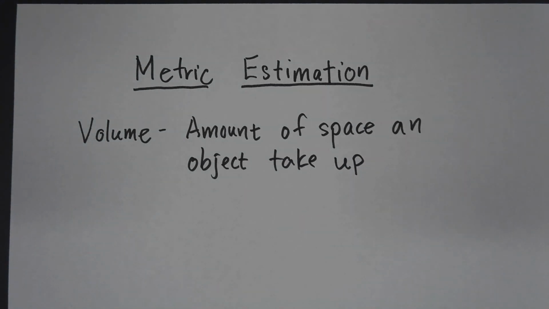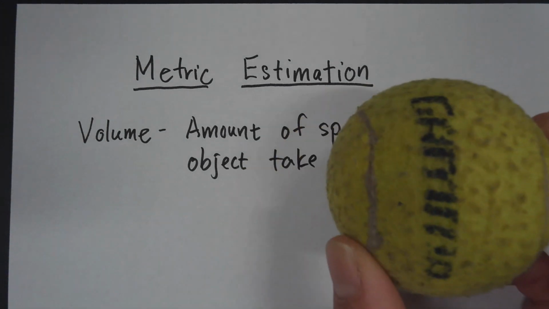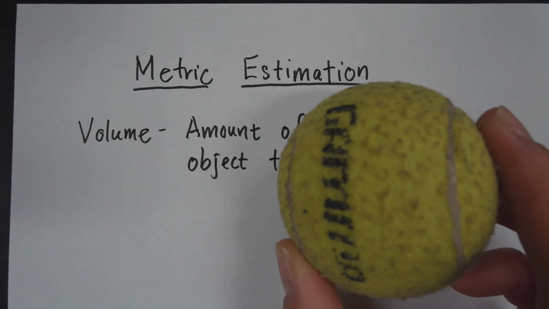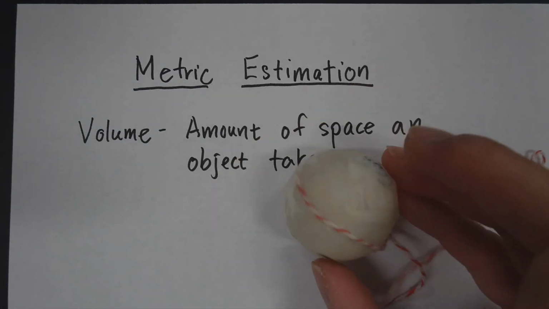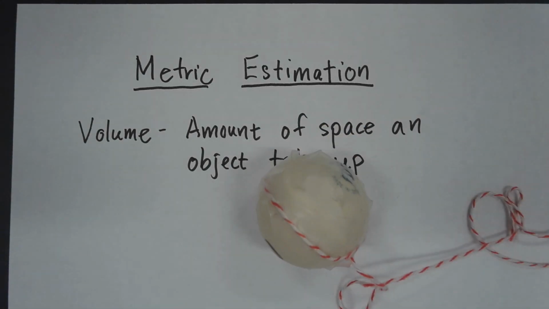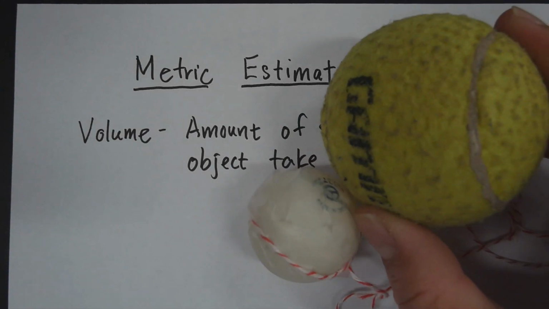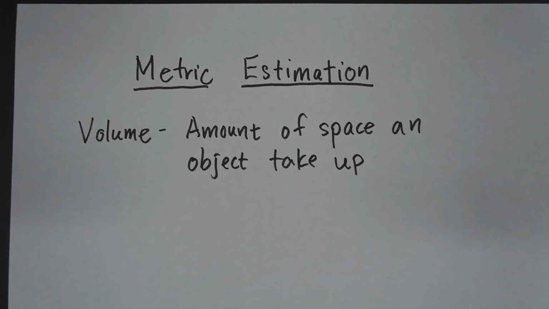For example, this tennis ball right here takes up a certain amount of space, more space than, let's say, this ping pong ball. So this ping pong ball would take up less space. This tennis ball would take up more space. So how do we measure volume?